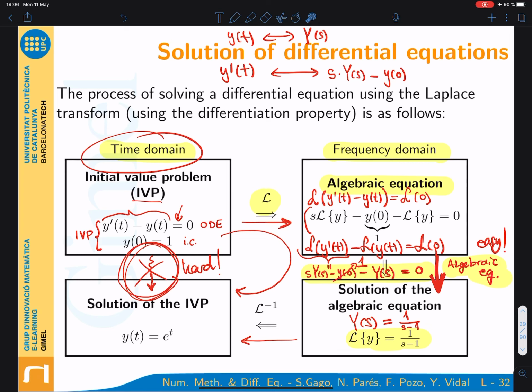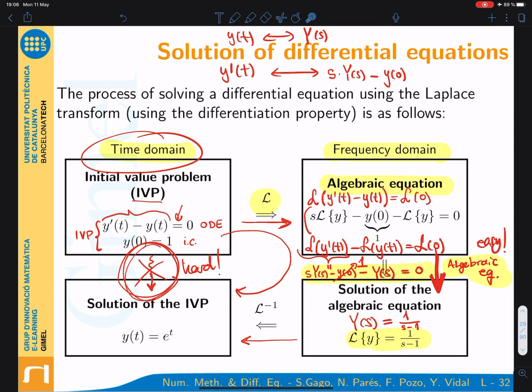For this particular example, it's pretty easy because this function appears in the table of Laplace transforms, and we know this is just the exponential of t, okay? So this is very important. You really need to understand this slide and this procedure. We will use it to solve a lot of types of initial value problems.